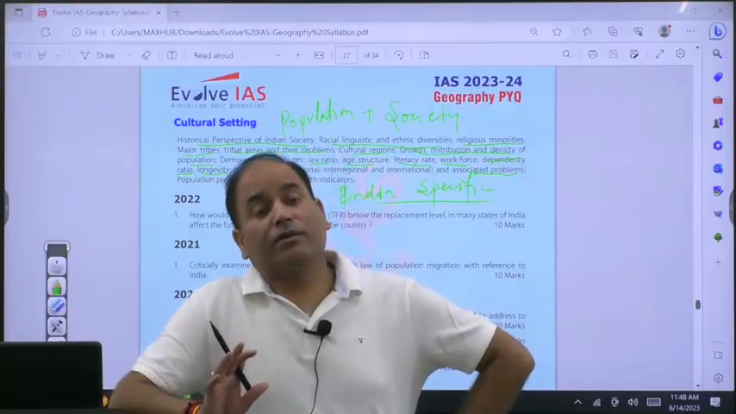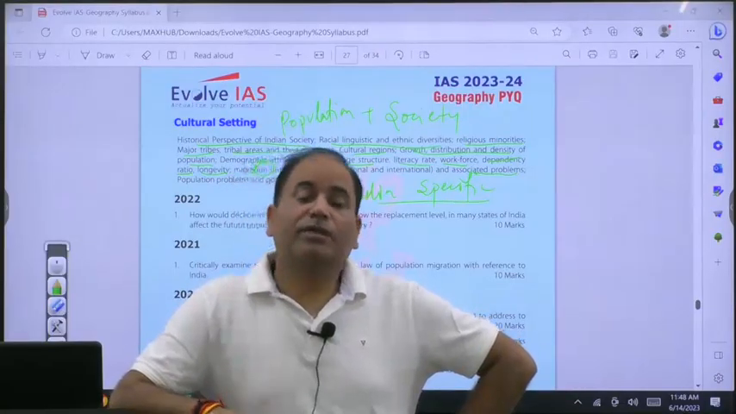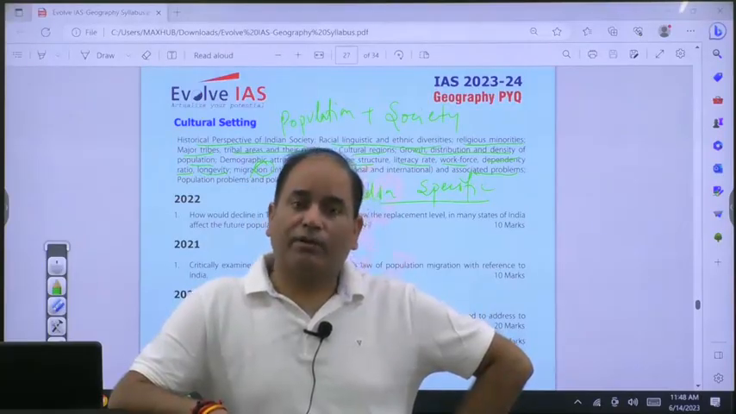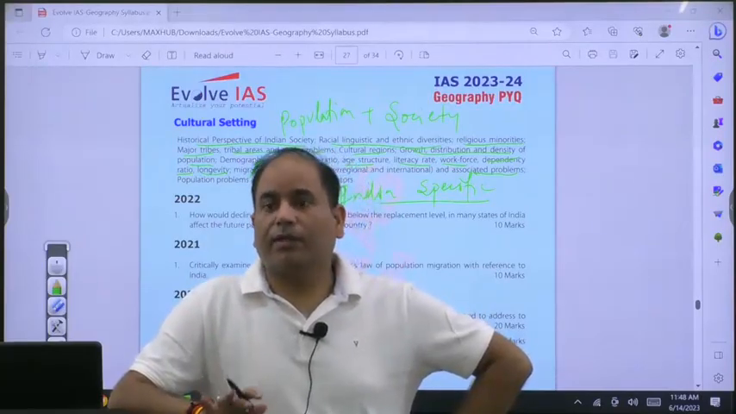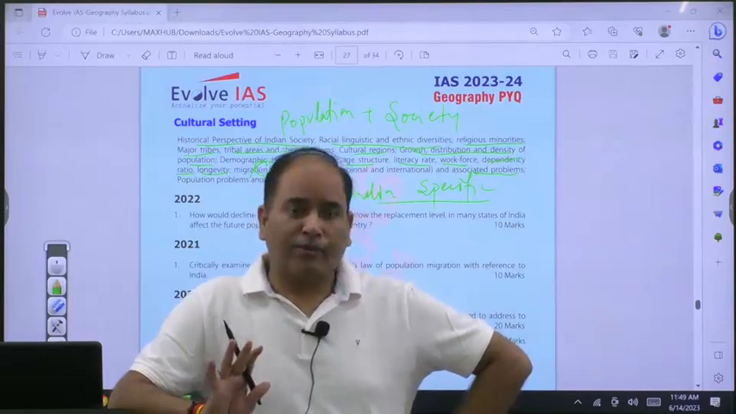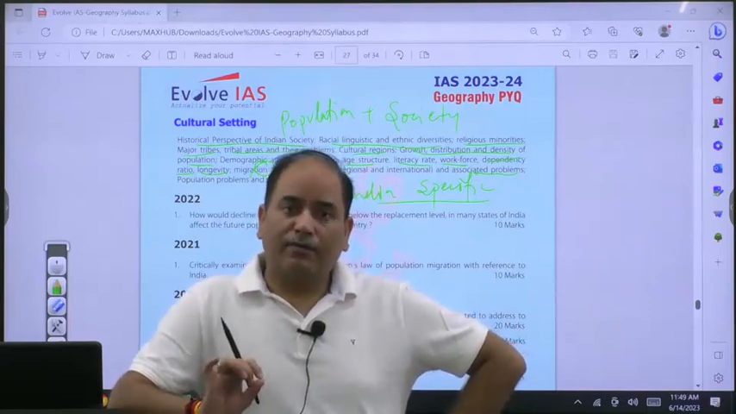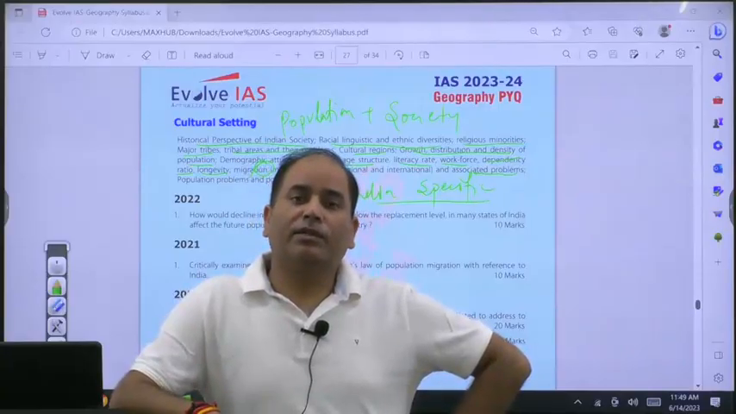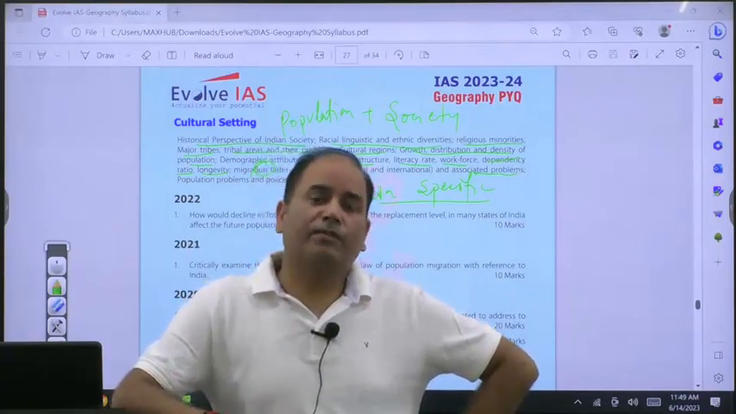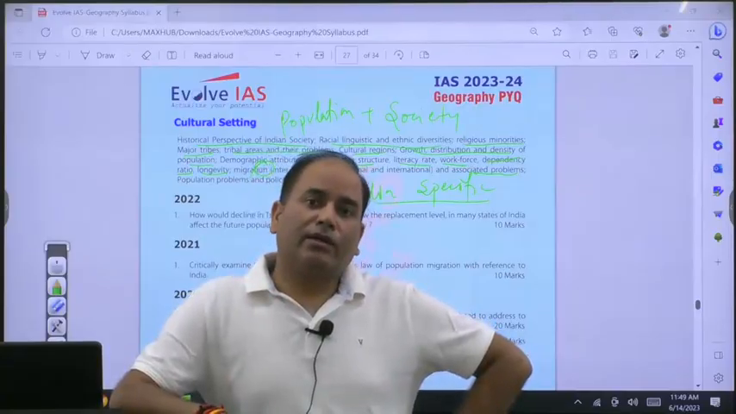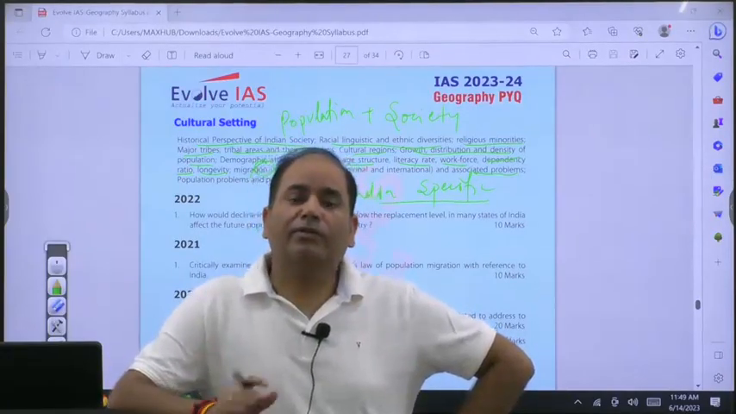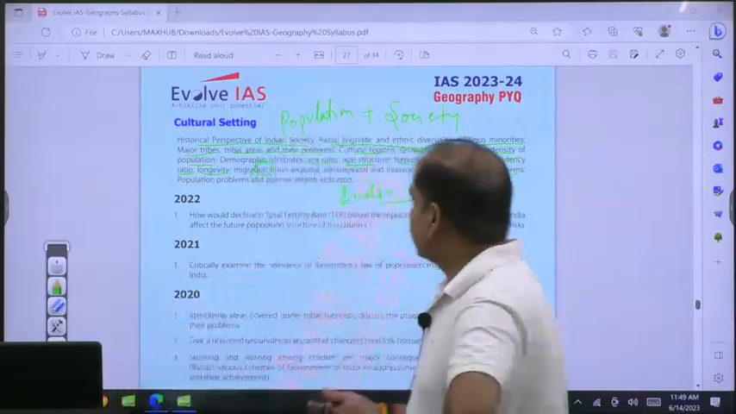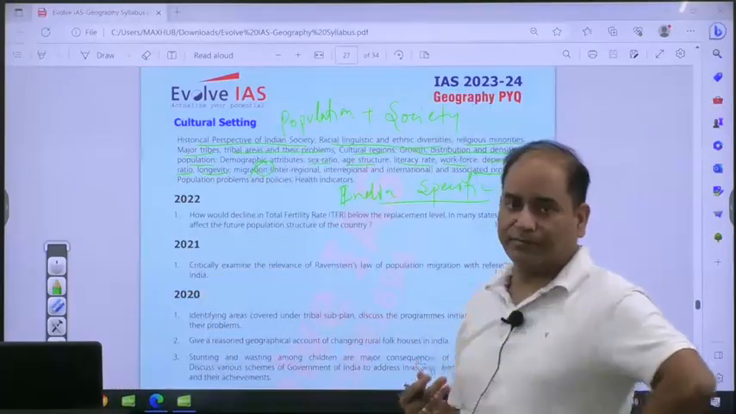If you recall the situation during COVID-19, when the lockdown was put up, the worst sufferers were the migrant laborers. You must have seen the horrific pictures from Delhi, from Mumbai, from other metropolitan cities. People were walking by foot, people were going by rickshaw from Chennai to Bihar or from Surat to Bihar. So migration is a very big issue in India.